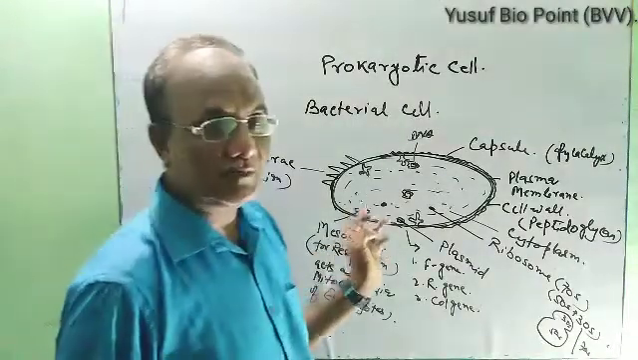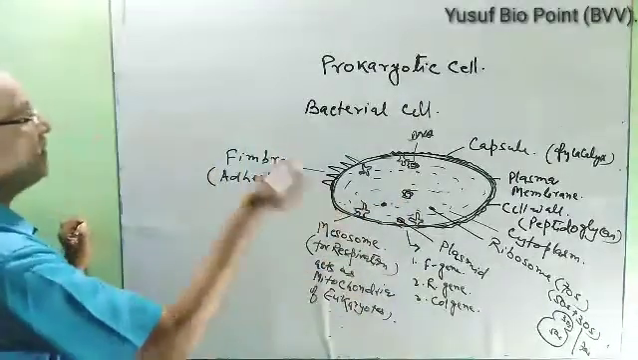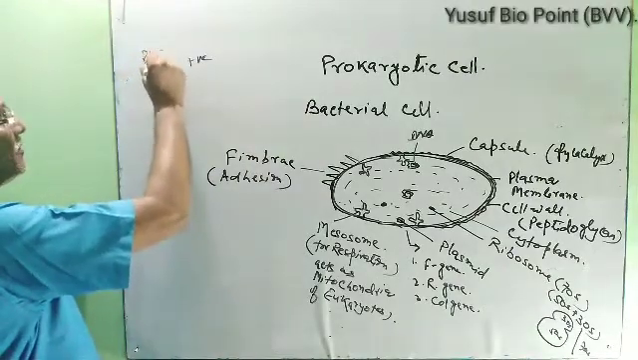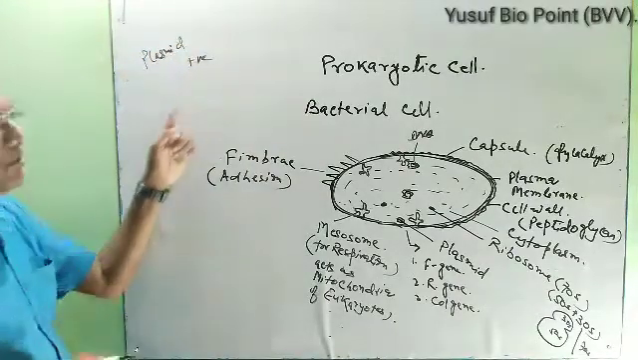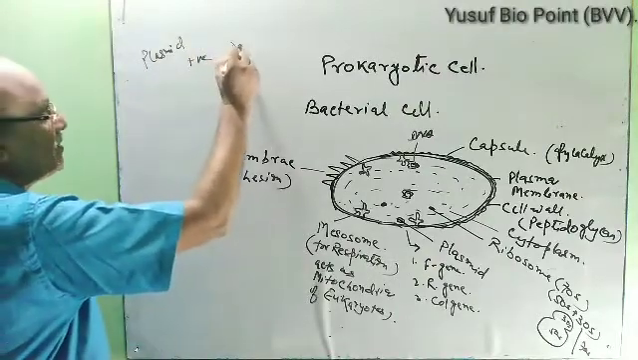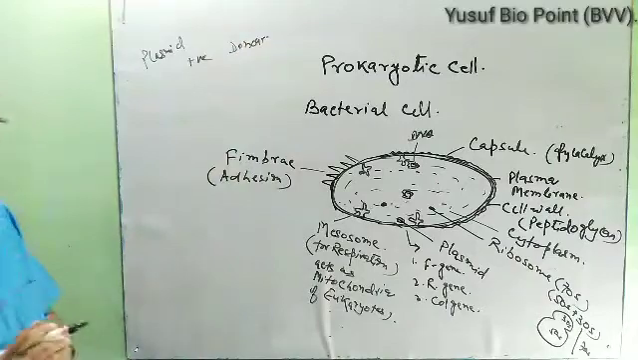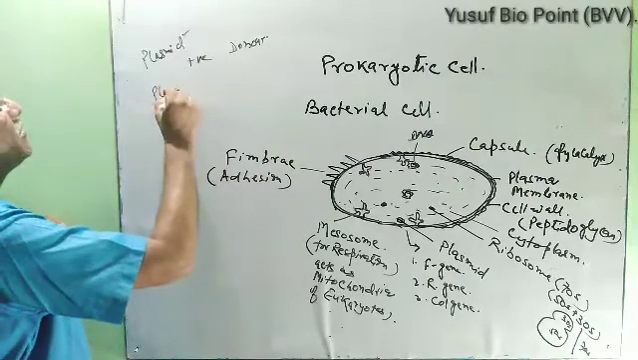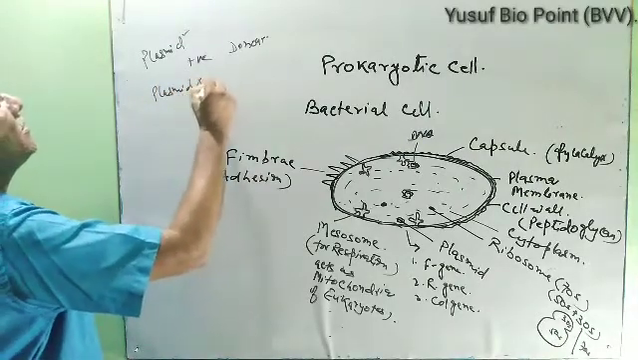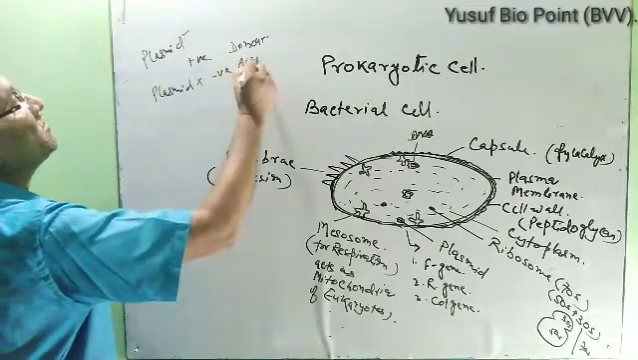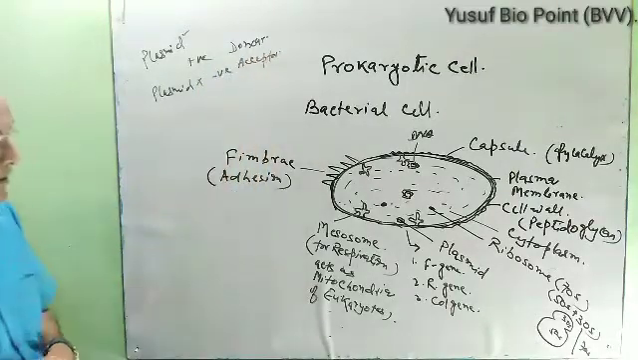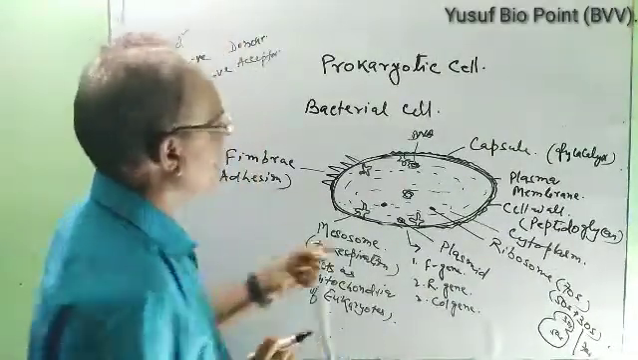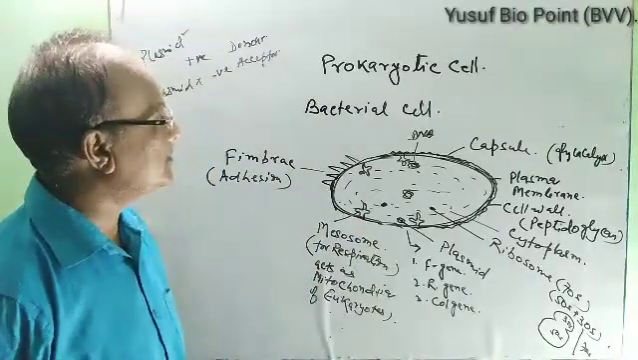If the plasmid is present, the bacteria will be positive. Plasmid is present, that will be positive, and that means that is donor. If the plasmid is absent, that is negative, and that will be acceptor. So this is due to the presence of plasmid.